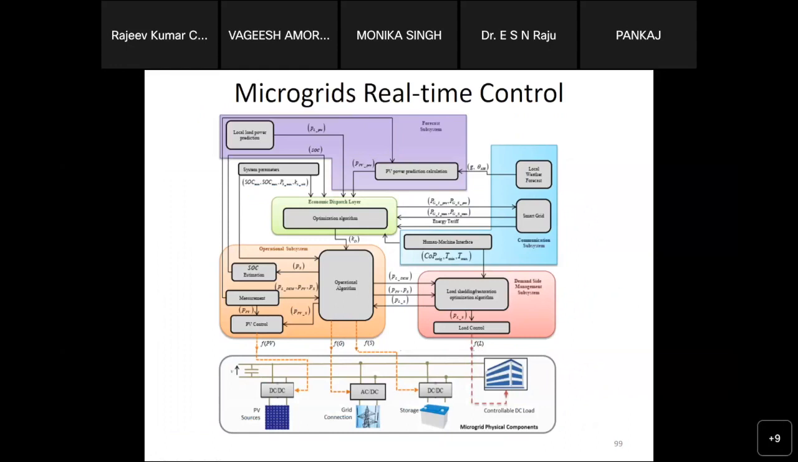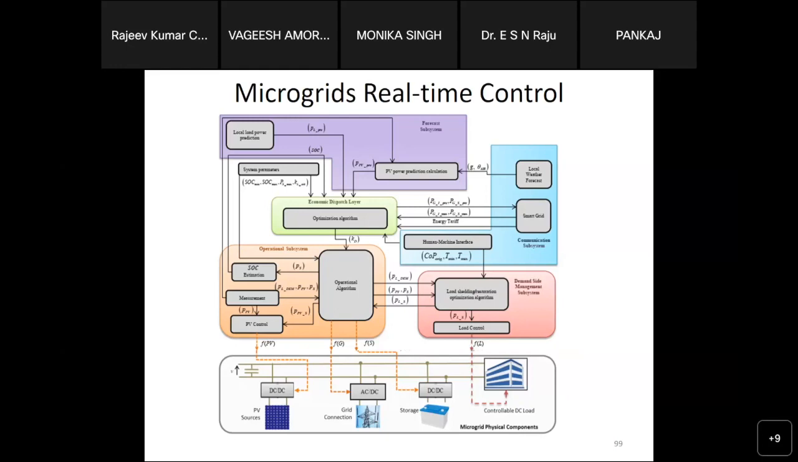Likewise, as you can see, here we have taken the sources like the PV source, the grid connection, the energy storage, and the controllable DC load. In the operation layer, we have the SOC estimation and measurement, and after that we give the PV control. Initially we have the forecast subsystem, then the economic dispatch layer, and we also have the human machine interface, from which we can monitor the variables and supply the control variables for the optimization algorithm.